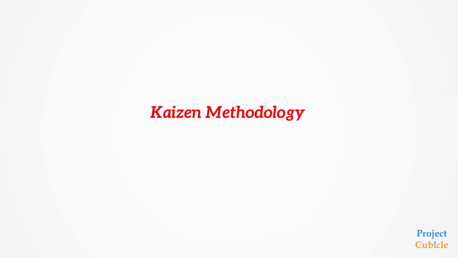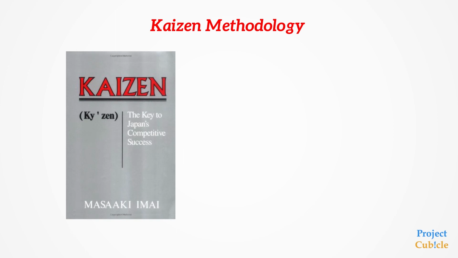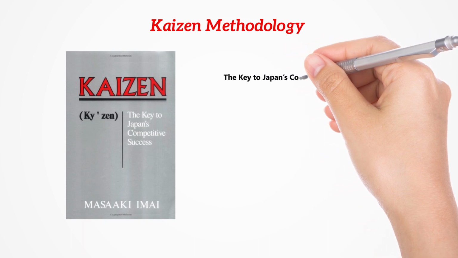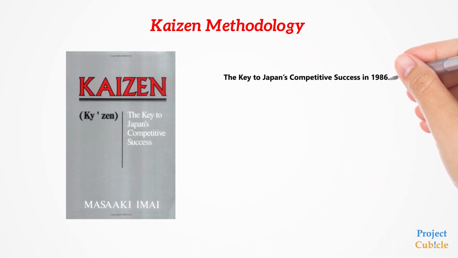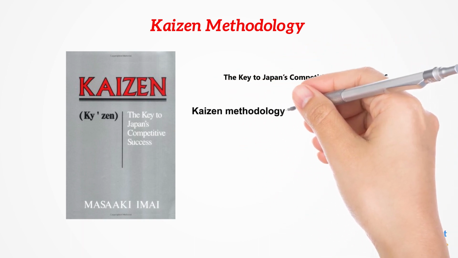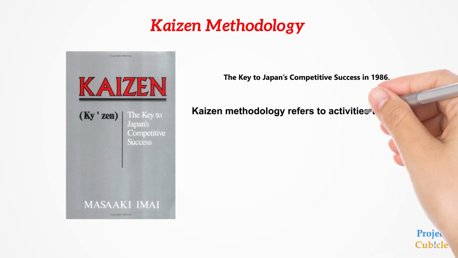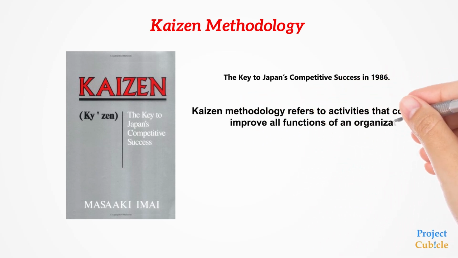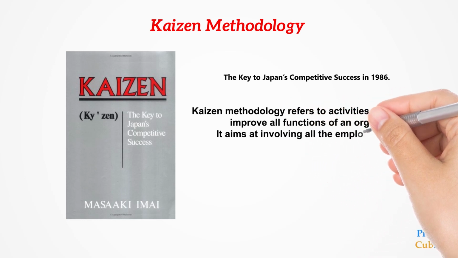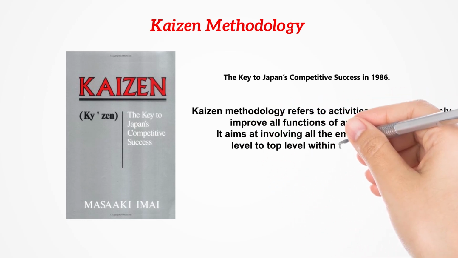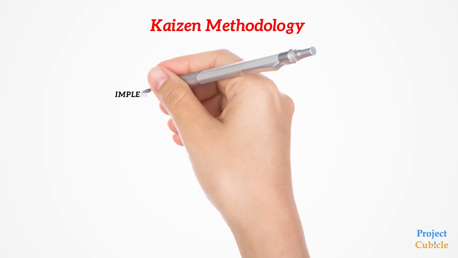Kaizen methodology. Kaizen was first practiced after World War II in the Japanese manufacturing industry, and it was introduced by organizational theorist Masaki Imai in his book Kaizen: The Key to Japan's Competitive Success in 1986. Kaizen methodology refers to activities that continuously improve all functions of an organization. It aims at involving all the employees from low level to top level within the organization.